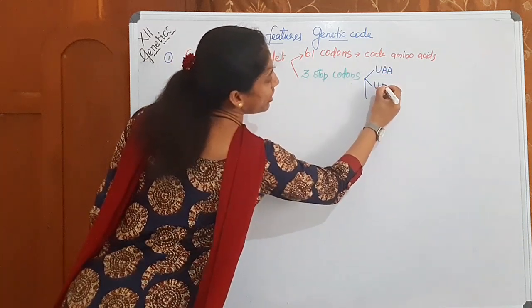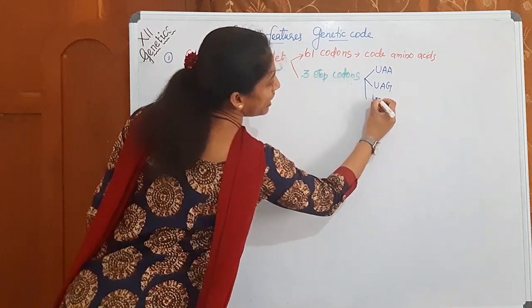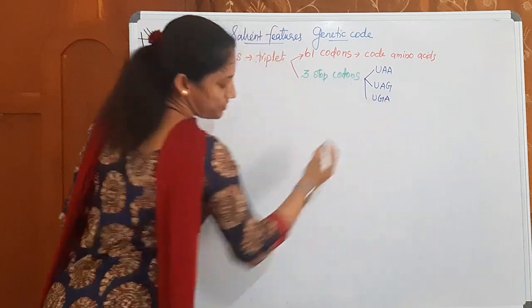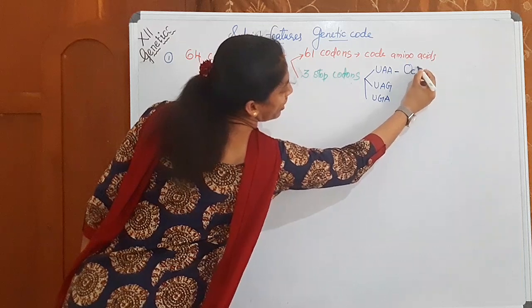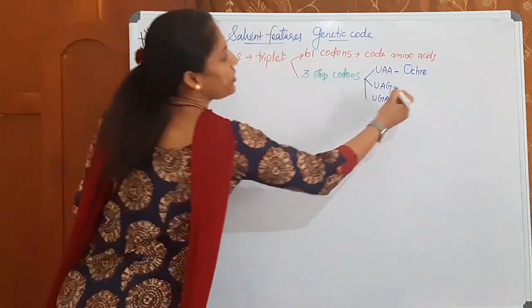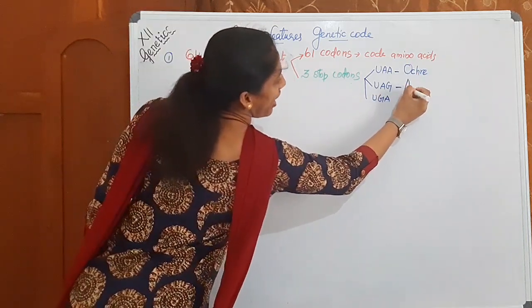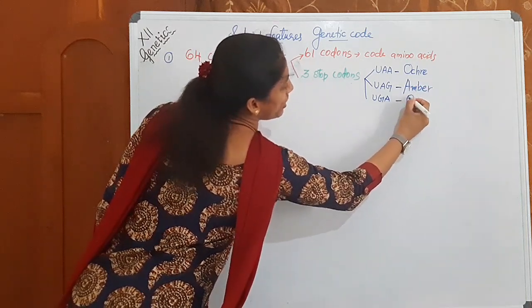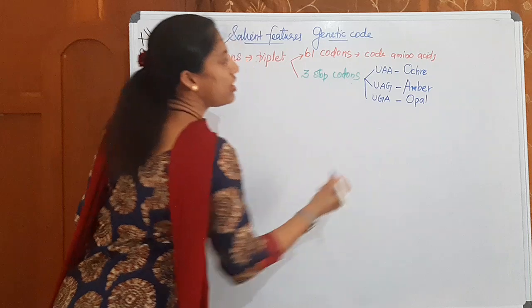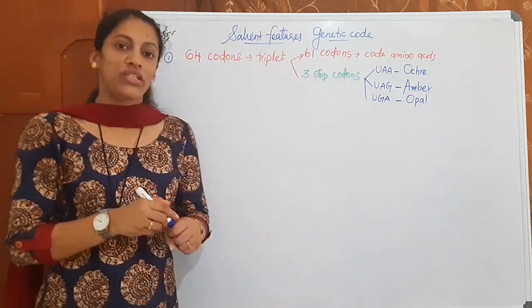UAA, UAG and UGA. Among these, UAA is known as Ochre. UAG is known as Amber. And UGA is known as Opal. Okay, these are the names of the stop codons.